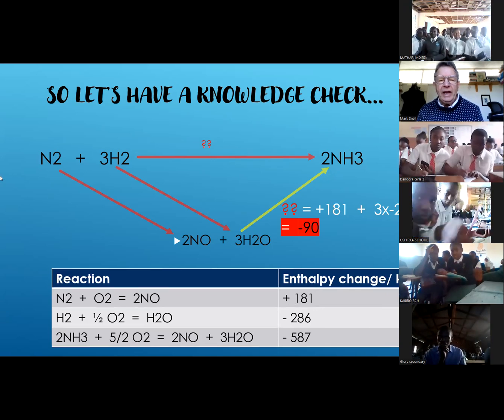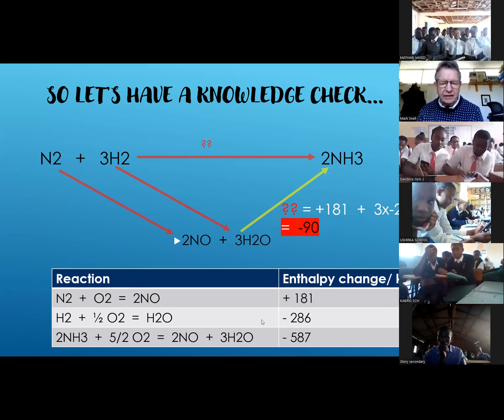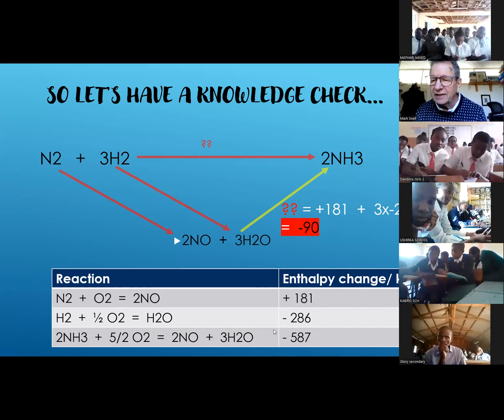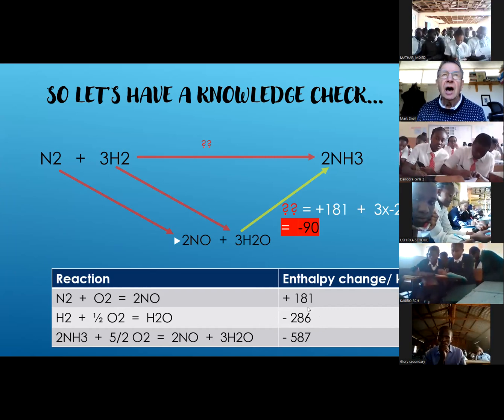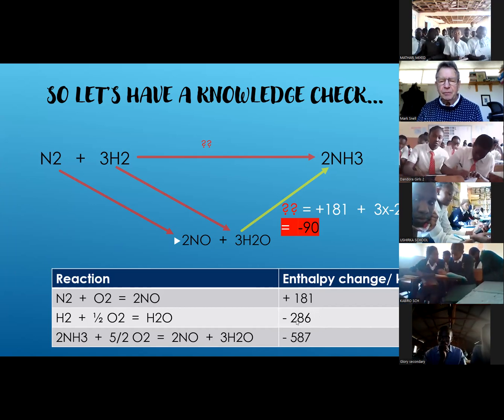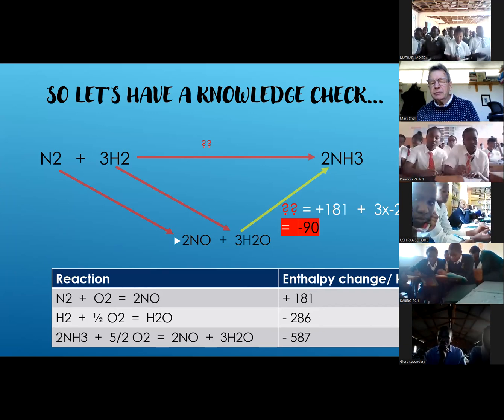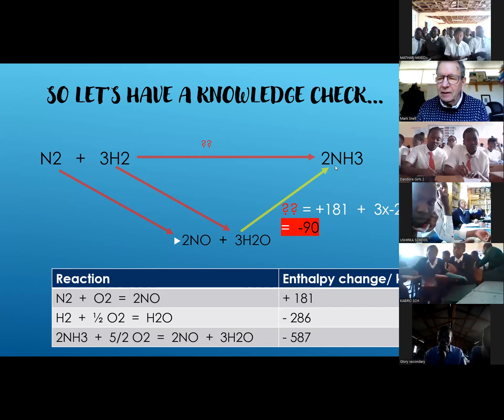181. We have 3 hydrogens going to water. That's 3 times negative 286, which will be negative 858. And up the right-hand side, it was downwards 587, so we need to reverse that one. So it is now negative 587, which comes out as negative 90.